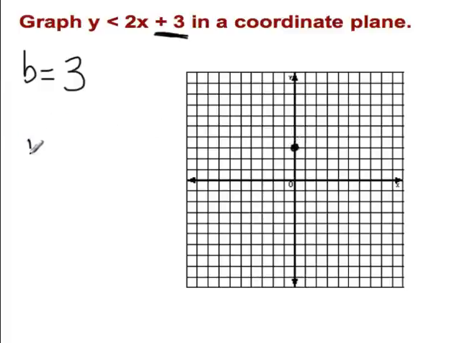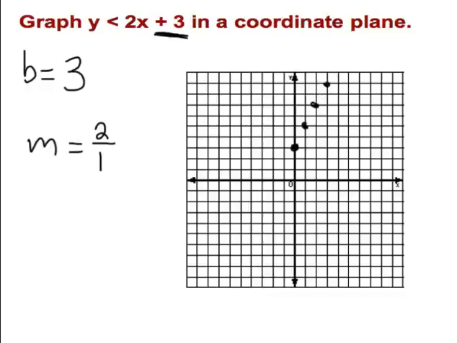Now my slope for this inequality is positive 2. It's the number in front of the x. So the slope is 2. Think of it as a fraction, 2 over 1. So then you have a rise and a run. From this point, I'm going to go up 2, right 1. And we'll do that as many times as we need to so that I have a nice straight line.